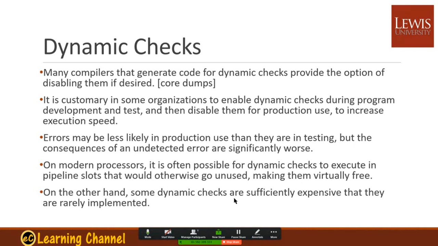On the other hand, some dynamic checks are sufficiently expensive that they are rarely implemented. Some checking is so expensive and takes too much time, and you really don't want the compiler to be that slow, so they may not be used.